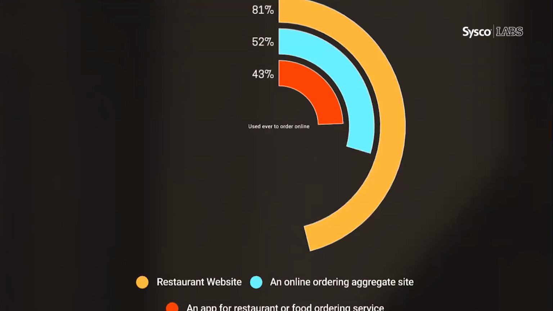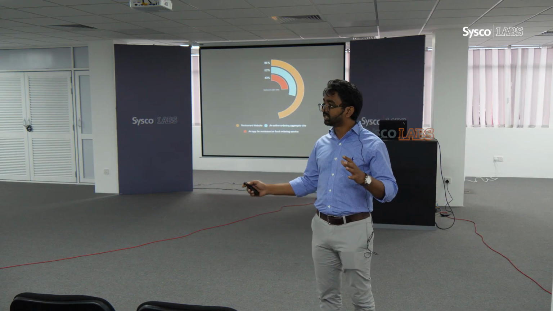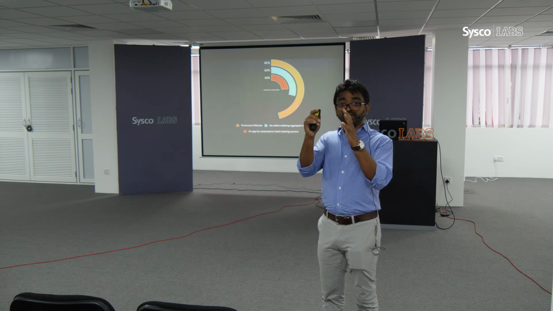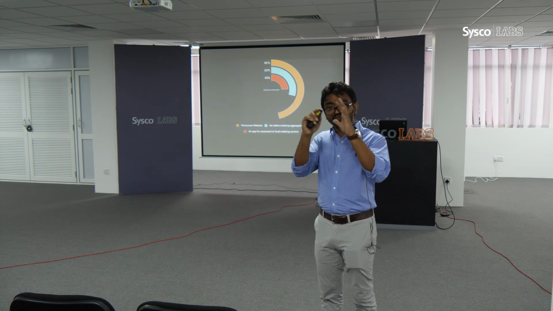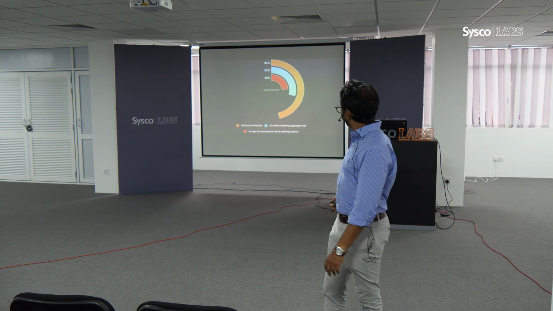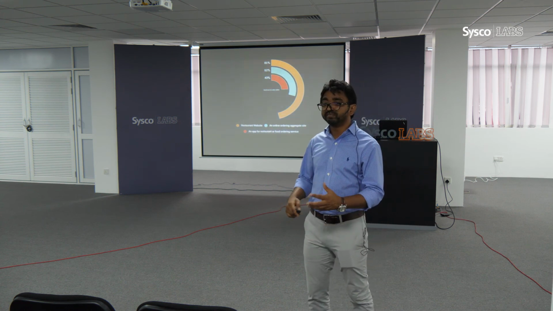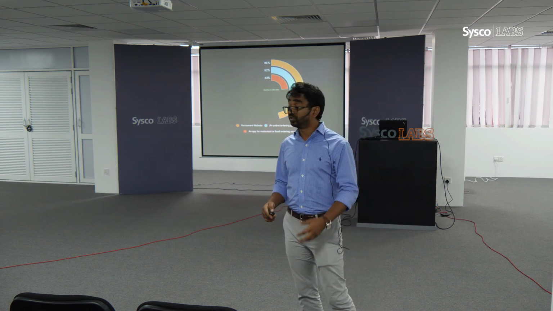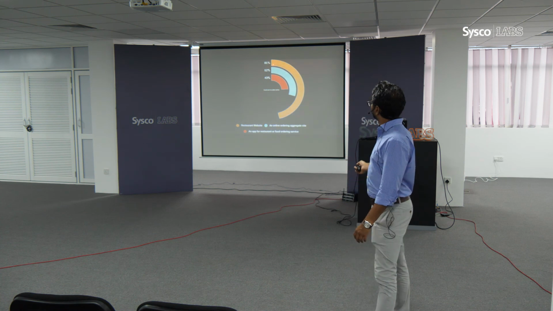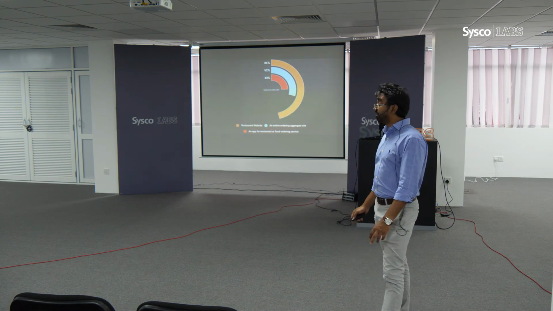So to put that into perspective, this is something they looked at from a survey point of view. 81% of customers, at some point, have used the restaurant's website to place online orders, right? Whereas about 52% of them have used an online ordering aggregate site. These are sites that put together different restaurants, and you can order online from one site, right? And then you have in-house or custom-built apps through which you can place orders. So different percentages reflect how things are shaping up.